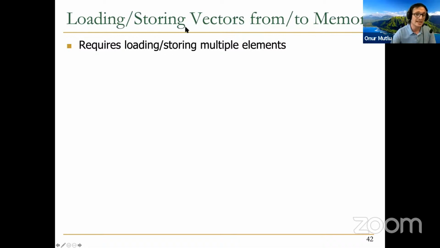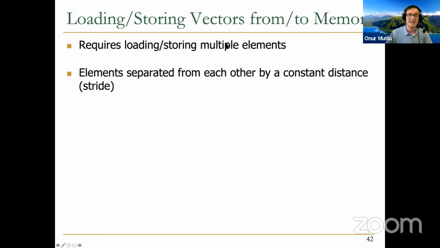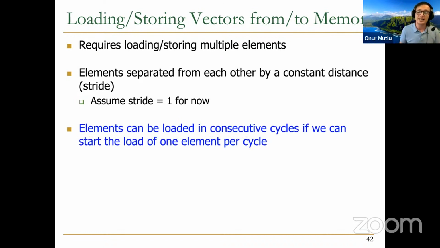Basically, loading and storing vectors from and to memory requires loading and storing multiple elements. Elements are separated from each other by a constant distance. That's our assumption, stride. If they're not constant, we will do something else, as we will see. Assume a stride equal to 1 for now. Let's handle the simple case. Basically, consecutive words are in consecutive locations, right? And I'm talking about words right now. Don't think about byte addressable. Byte addressable just makes things multiply by 4, right? So elements can be loaded in consecutive cycles if we can start the load of 1 element per cycle. That's the idea over here.